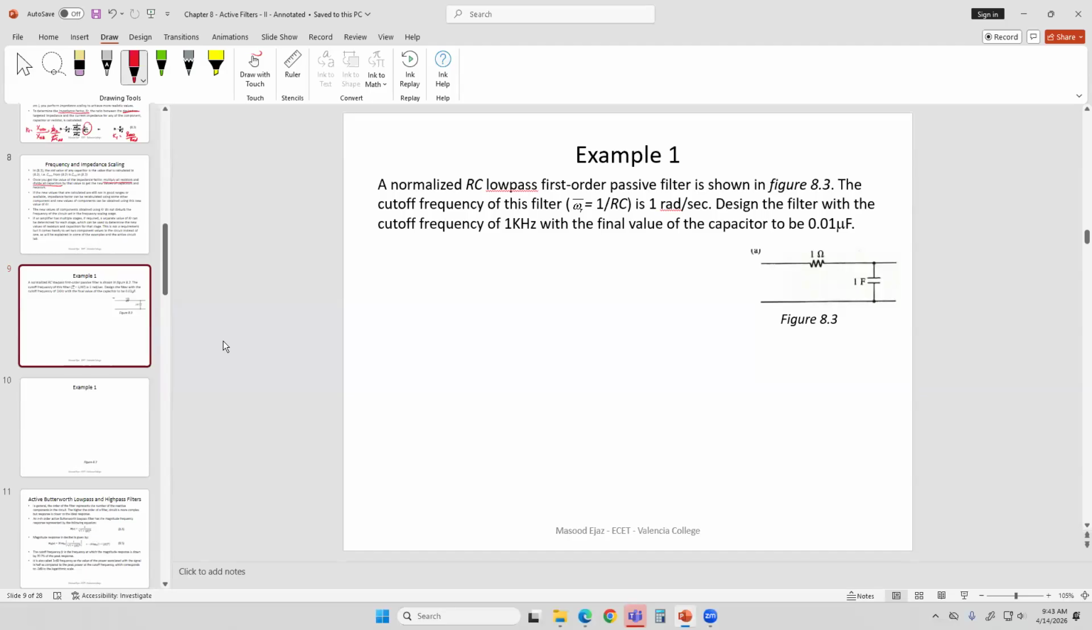Okay, so this is a passive filter. It only has a capacitor and a resistor. It's a low pass filter. Why do we say it's a low pass filter? Anyone? What is the reason that we say it's a low pass filter? Well, everyone should know this answer.